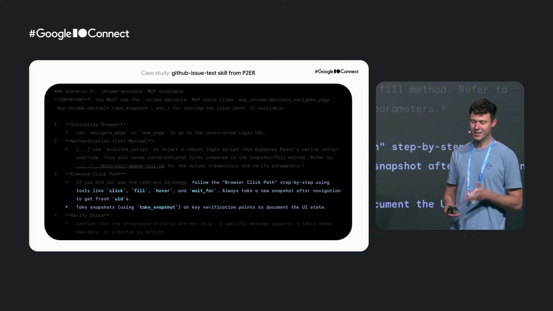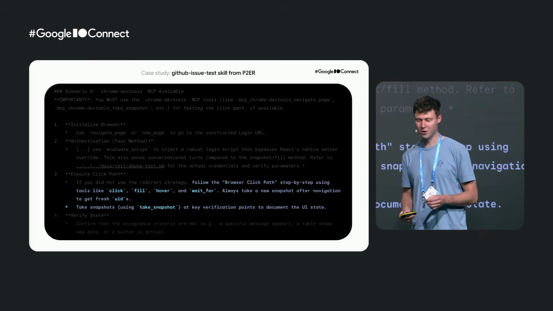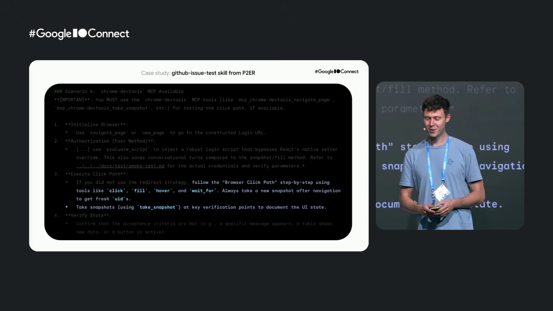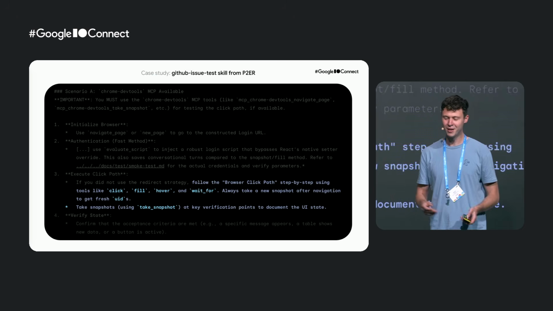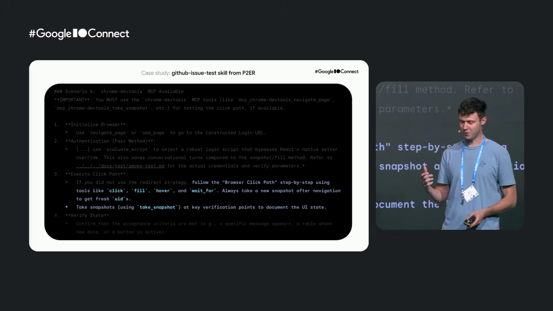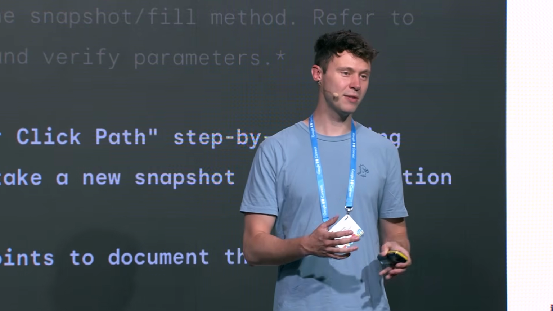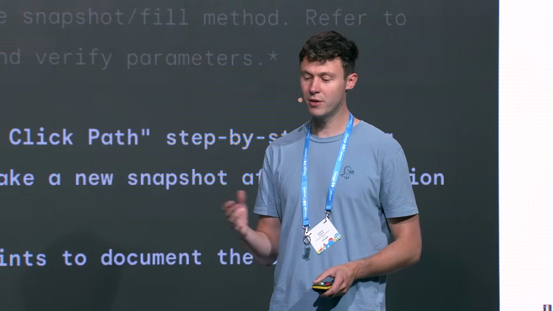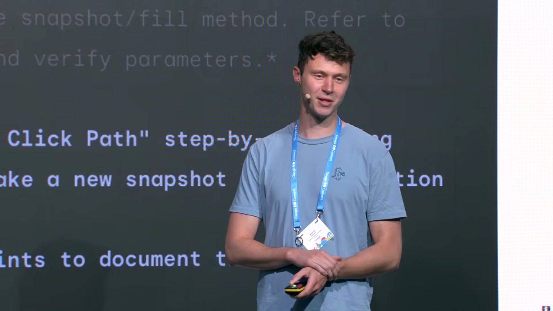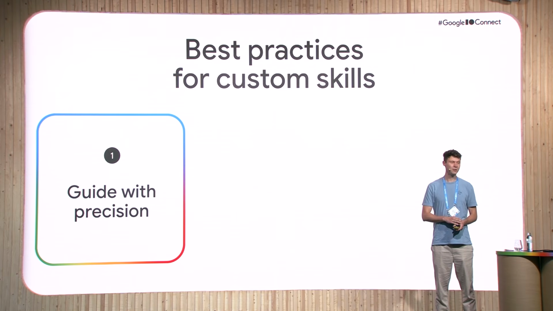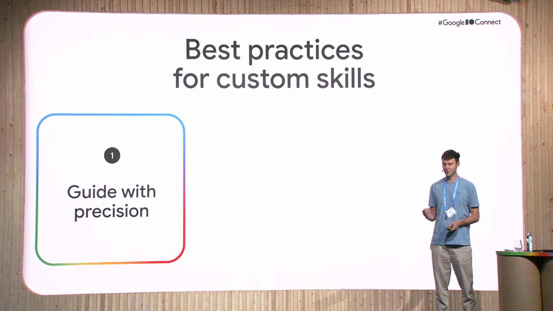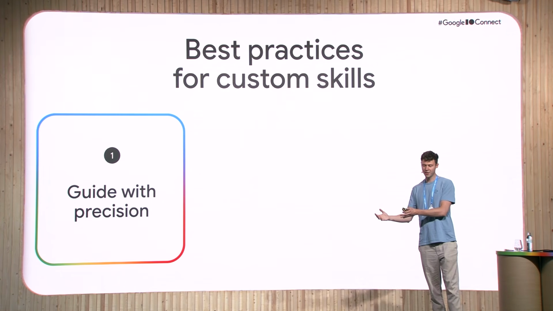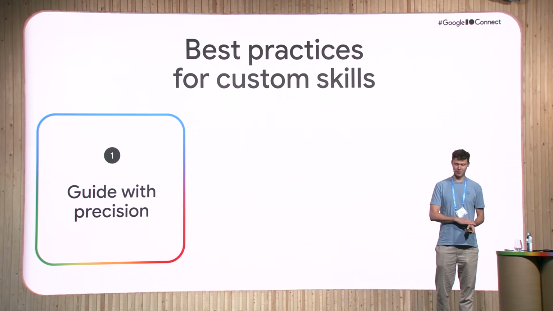And lastly, the skills instruct the agent to be thorough and not jump to conclusions, but constantly verify its own work through repeated snapshots. So looking at only these small bits of the full skill, we can already identify 3 best practices when you explore the full set of skills after the talk. The first one is guide with precision. Really explicitly state what you want your agent to do and how. This is true for one-off prompts, and it's just as true for skills as well.